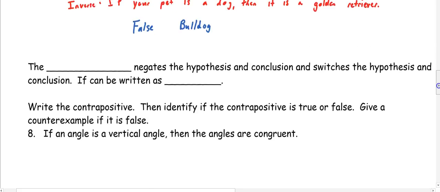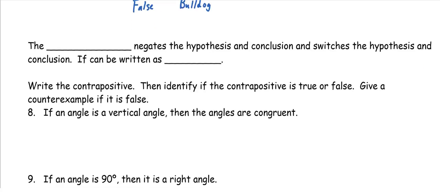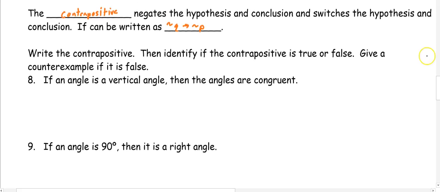Our last type of statement is a contrapositive. A contrapositive negates the hypothesis and the conclusion and switches the order of them. So it can be written as not Q to not P. So we're going to write the contrapositive, identify if the contrapositive is true or false, and give a counterexample if it's false.